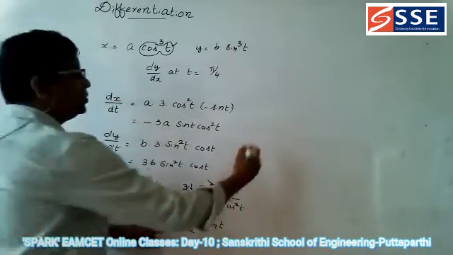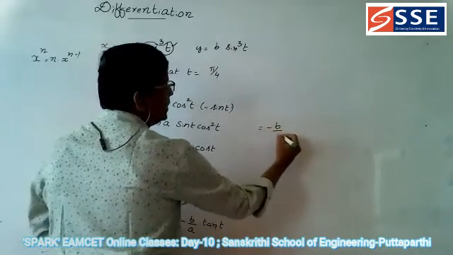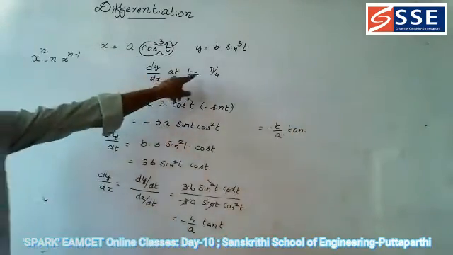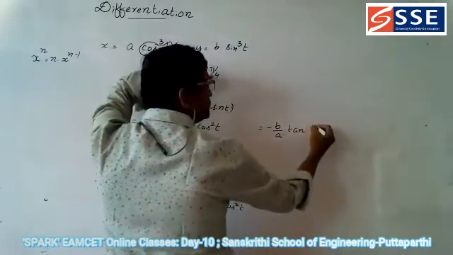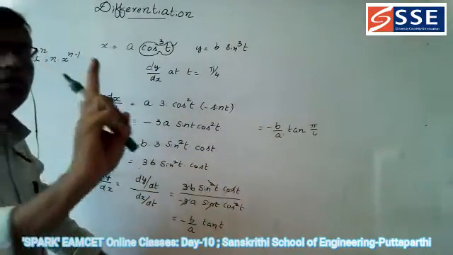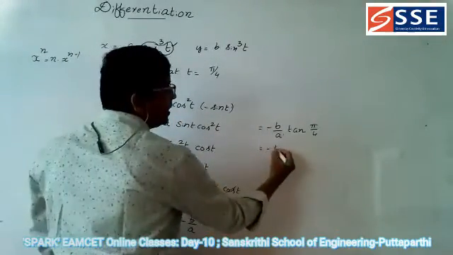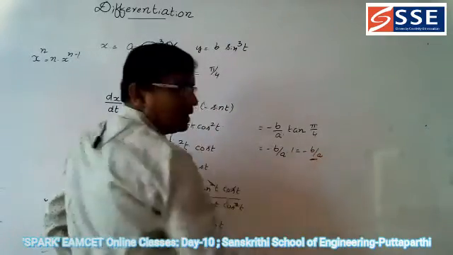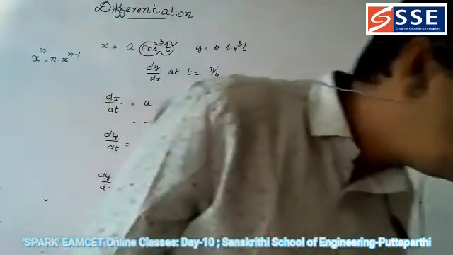Okay, substitute the value: minus b by a into tan t, where t is equal to how much? 3 pi by 4. 3 pi by 4 is equal to what? 135, and tan 135 degrees in magnitude is 1, so tan is minus 1. So minus b by a into 1. So the answer is minus b by a. Very good.